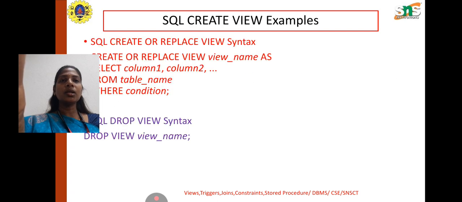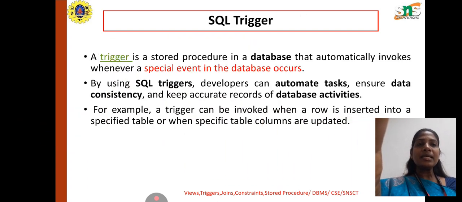this trigger concept. An SQL trigger is a kind of stored procedure in the database that automatically invokes whenever a special event occurs in the database. For example, if we change any information in the database, that instant of time is called a trigger. How is it achieved? With the help of SQL commands, the changes will happen over the database.